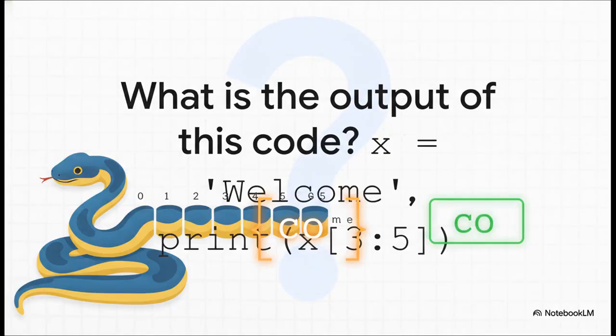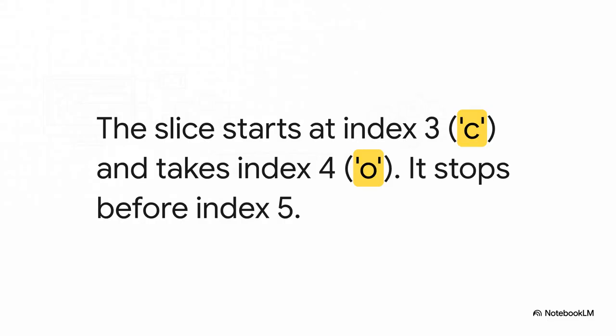All right, time to put it all together. Here is our final test. Looking at this slice on the string welcome, from index 3 to 5, what do you think the final output is going to be? And the answer is CO! That's because the slice starts at index 3, which is C. Then it takes index 4, which is the O, and it stops right before it gets to index 5, which is the M. If you got that one right, congratulations, you have officially grasped the core concepts of Python string slicing.